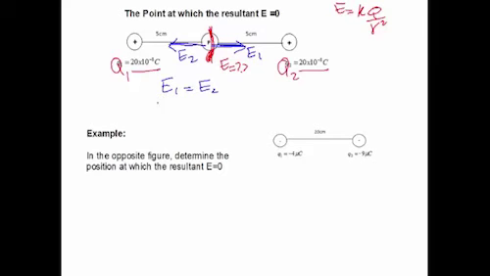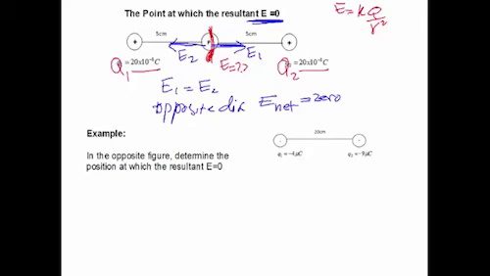Yeah, and in opposite directions. So if we take E1 and E2 and subtract them, because they are in opposite directions, the net or resultant electric field will be 0. This is the point at which the resultant force is 0.